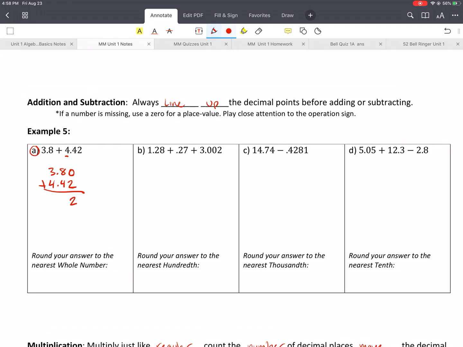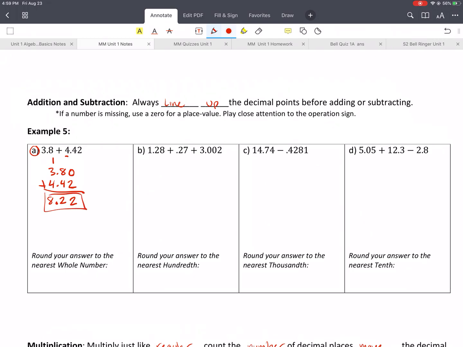Here we have 4 plus 8 is 12. So we carry the 1 to the top. And then 3 plus 4 plus 1 gives us 8. And then we bring that decimal straight down. Okay?